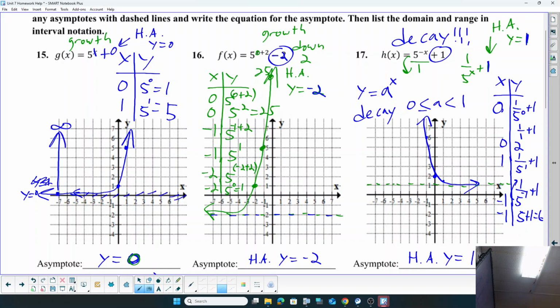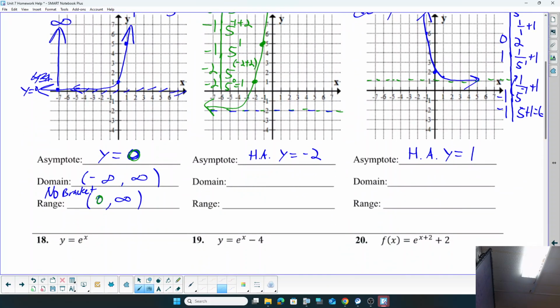Okay, so the domain is negative infinity to positive infinity, right? But the range is what we're thinking of. And so that's going to be not including -4, because that's a horizontal asymptote. So -4 and then up to infinity.